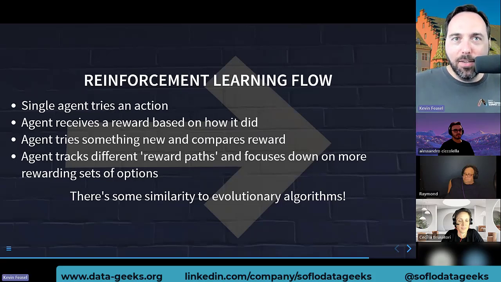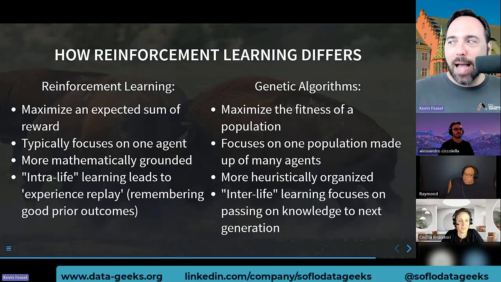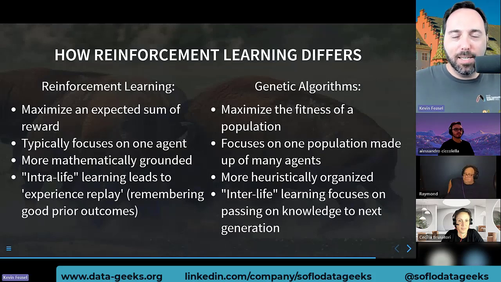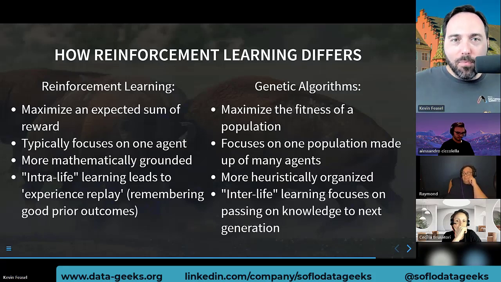As I explained it that way, I think you can see there's some similarity to evolutionary algorithms. We're still trying to maximize, in one case, an expected sum versus, in the other case, the fitness of a whole population. So that's a difference. In reinforcement learning, we have one agent. In evolutionary algorithms, we have a population with many agents. All of those agents are independent.